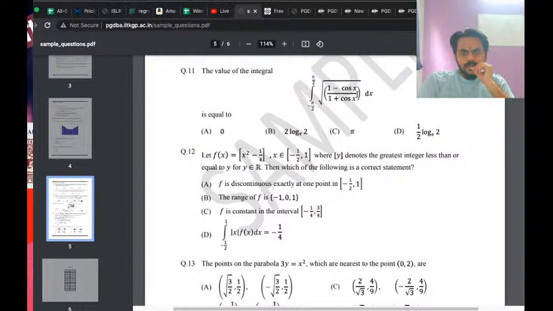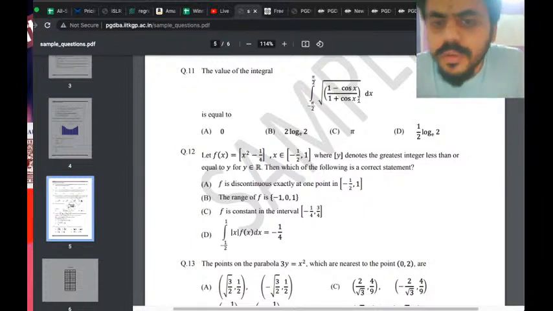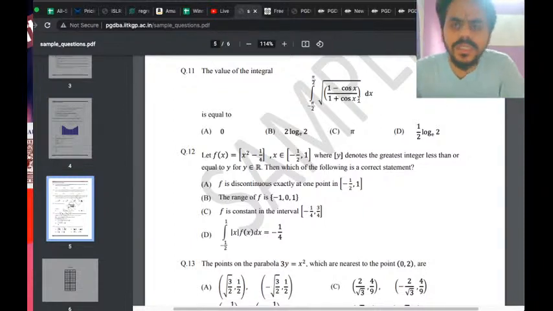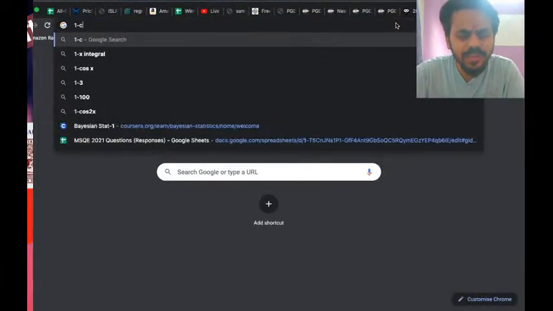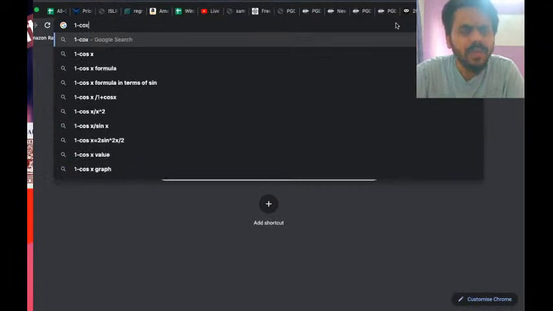So 1 minus cos x and 1 plus cos x. Okay, so I need to find the trigonometric formula for this. I think 1 minus cos x is equal to sine square x by 2. 1 minus cos x formula.